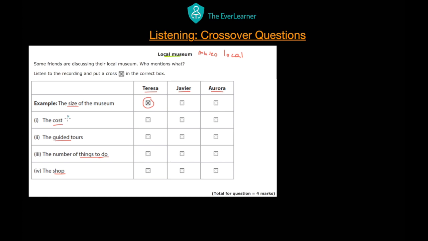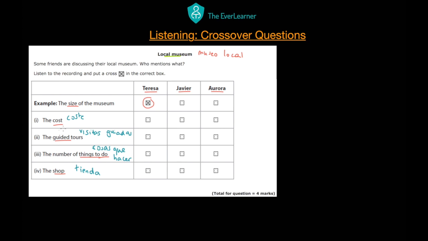So, for example, the cost in Spanish would be el coste. The guided tours would be las visitas guiadas. The things to do would be cosas que hacer, and the shop would be la tienda. So it's worth you doing exactly what I just did. Write the obvious thing that you would hear, but then at the same time, while you're waiting for the recording to start, think of what other words might we hear.